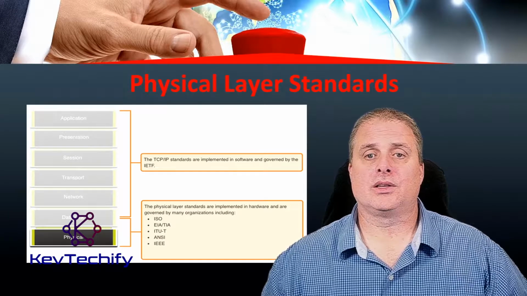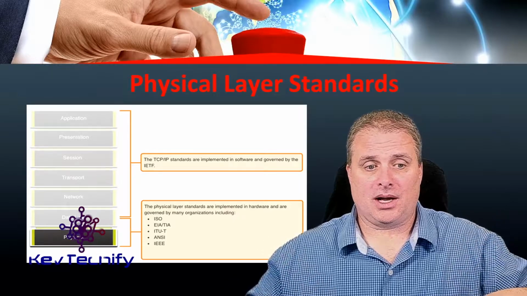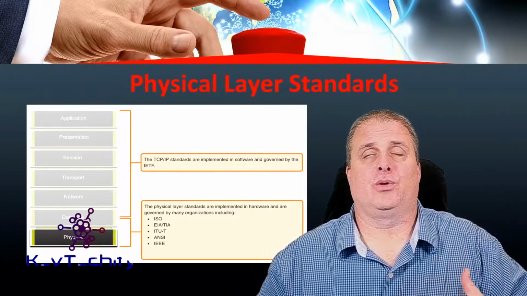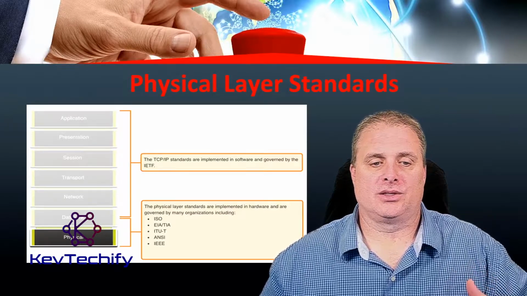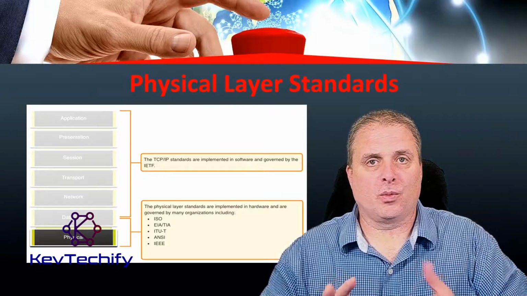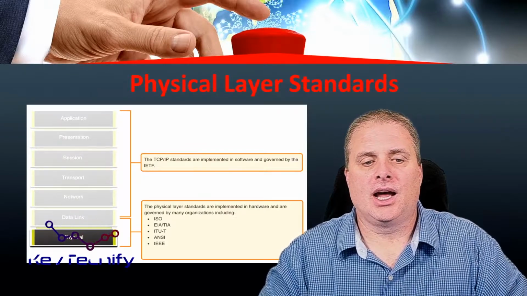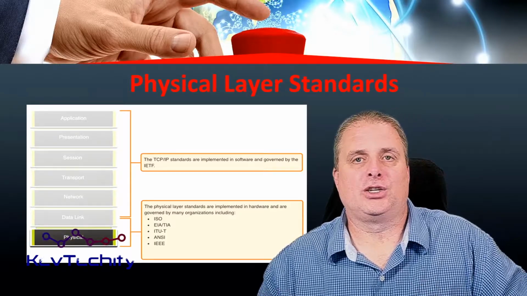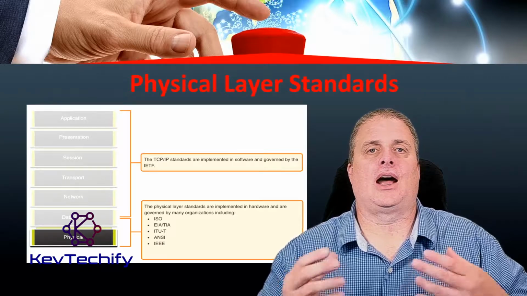When we talk about the physical layer standards, once again, we're at the bottom of the OSI model, but there's several different organizations that come into play when we look at this. We have ISO and EIA, EIA and TIA, they do some wiring standards, especially when we deal with the telecommunications side of this. ITU, ANSI, IEEE, these all make the standards of which the physical layer operates at.